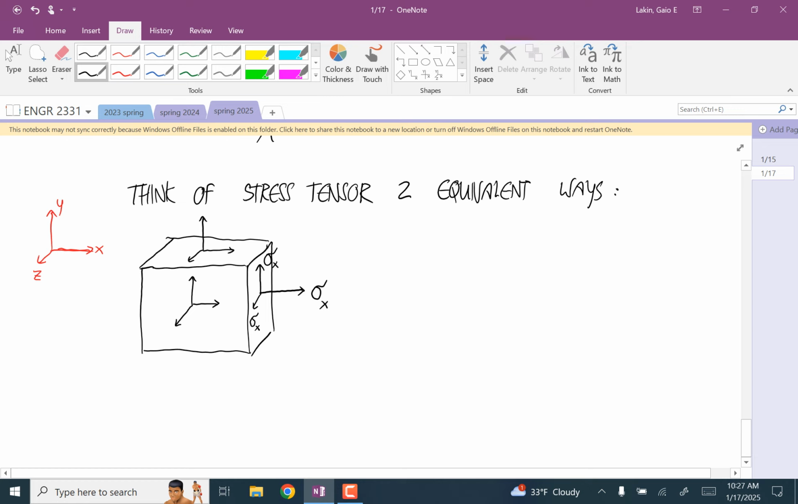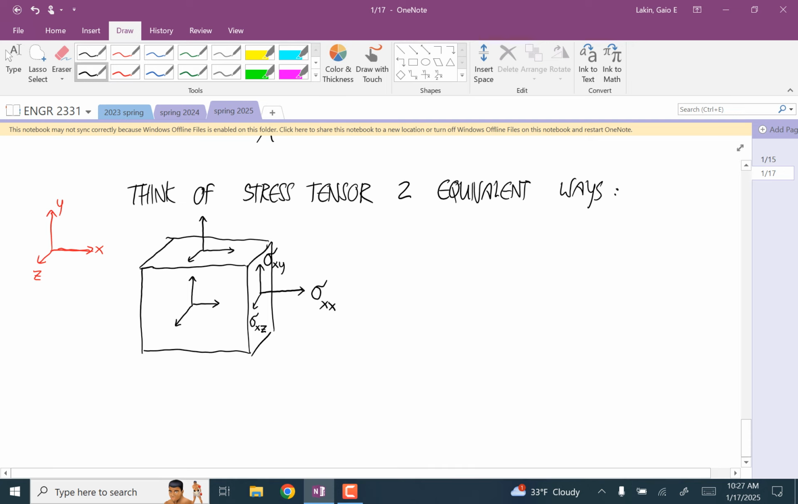And then the one pointing to the right is in the X direction, so that has a second subscript of X. The one pointing up is pointing in the Y direction, so that's XY. The one pointing towards us is in the Z direction, so that's XZ. Are you following that naming convention there?